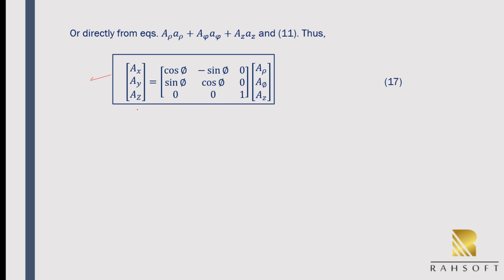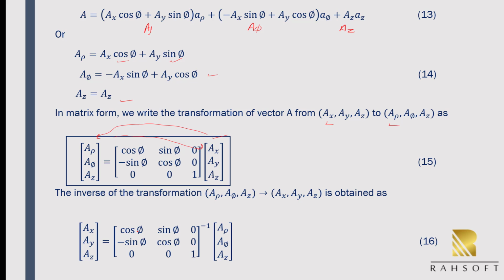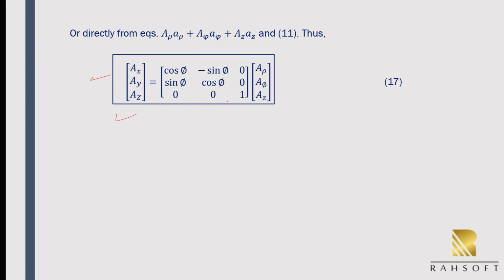So we have these two equations. If you want to calculate in terms of ρ, φ, Az, we have this equation, and if you want to calculate in the form of Cartesian, you have this equation.